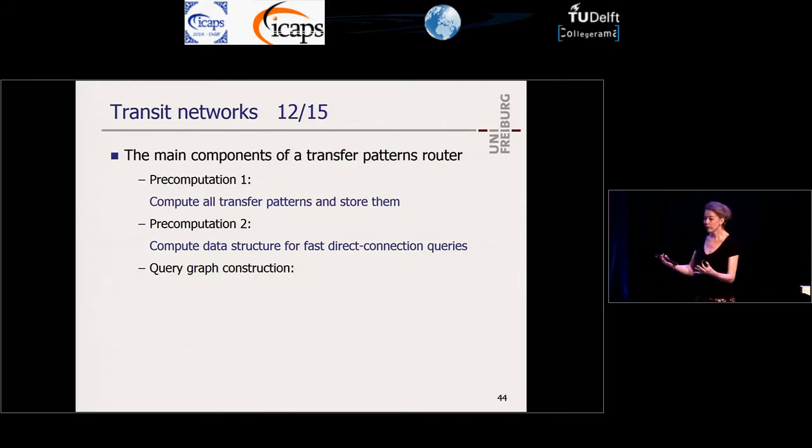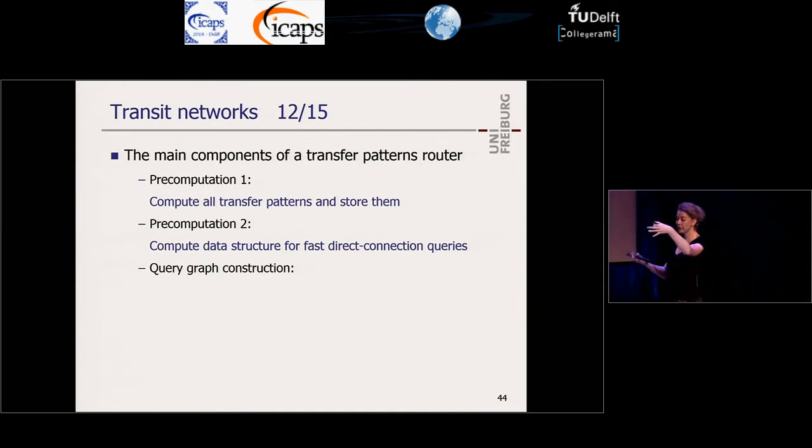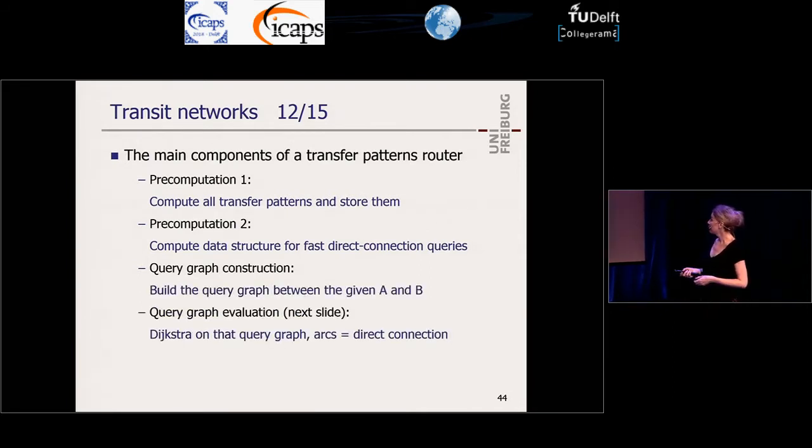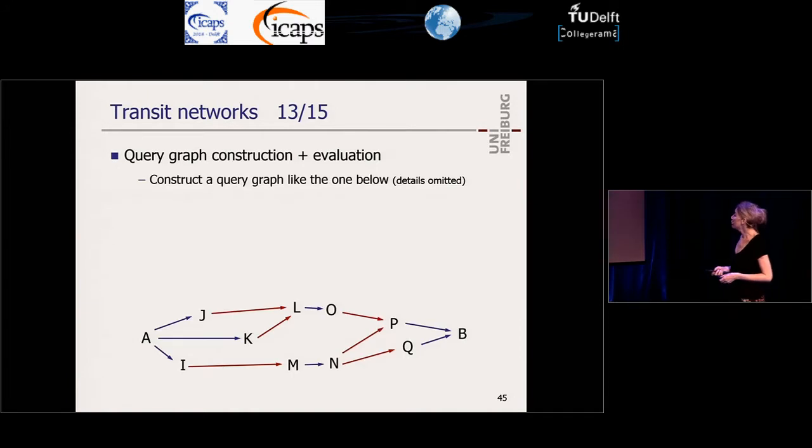Now I have a query. I want to go from Freiburg to Delft. Give me the construct. What are all the patterns? And then actually try out all the patterns. And I have a slide on this. This is how it looks.